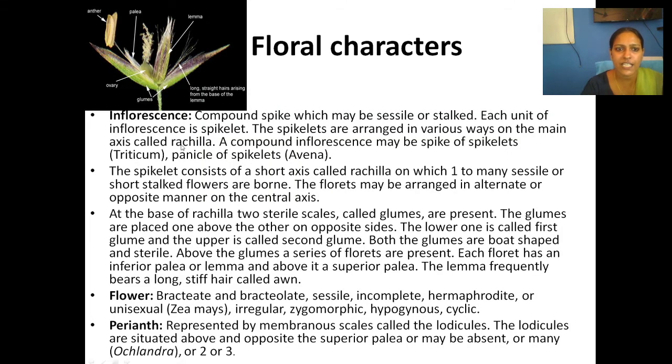And this is the floral character. Floral character, I have already told the inflorescence is spikelet. This is the arrangement of the sessile flowers on a rachilla. Rachilla means what?